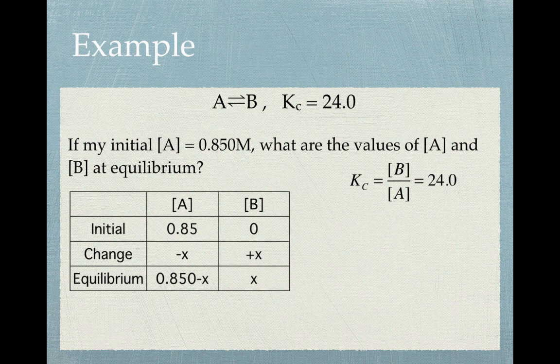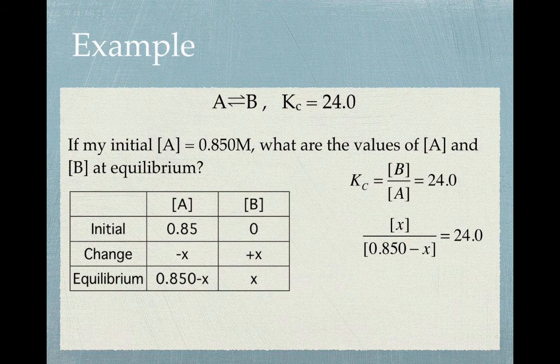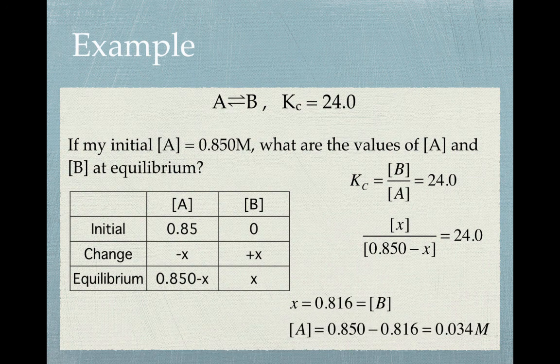So now we take our equilibrium concentration of A and plug it in there, take our equilibrium concentration of B and plug it in there, and we get X over 0.85 minus X. We multiply both sides by 0.85 minus X, solve for X, and we get a value for X of 0.816 for the concentration of B.